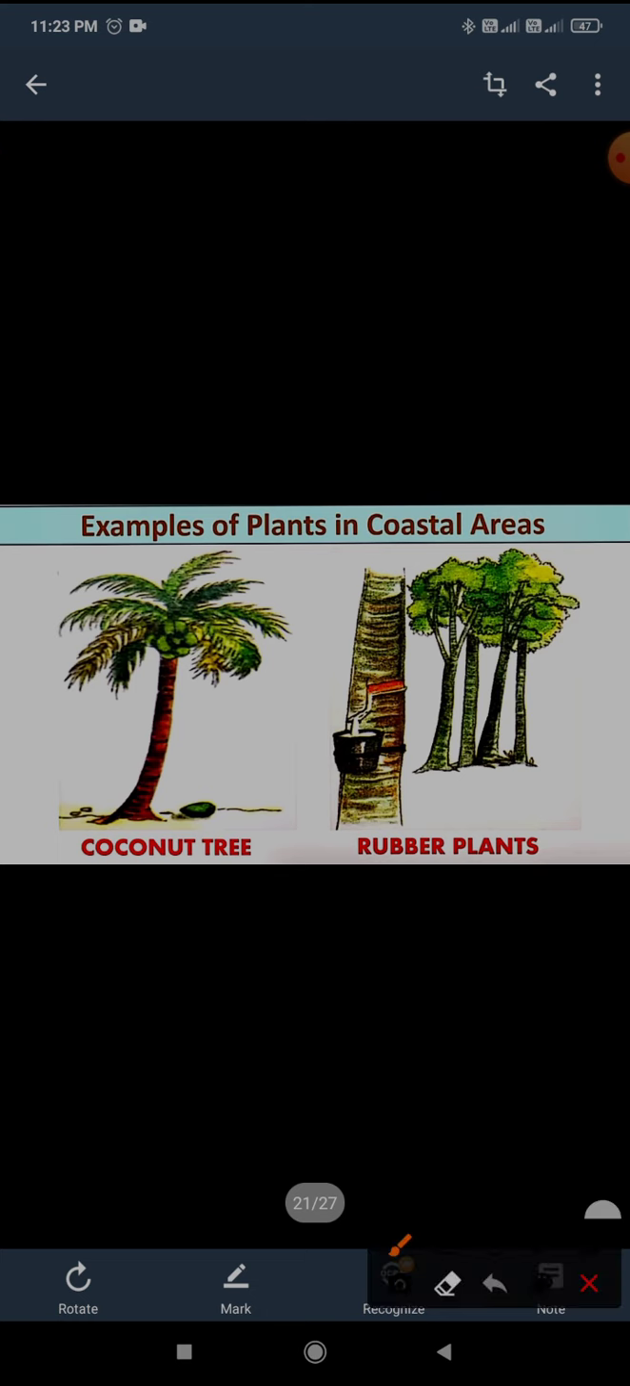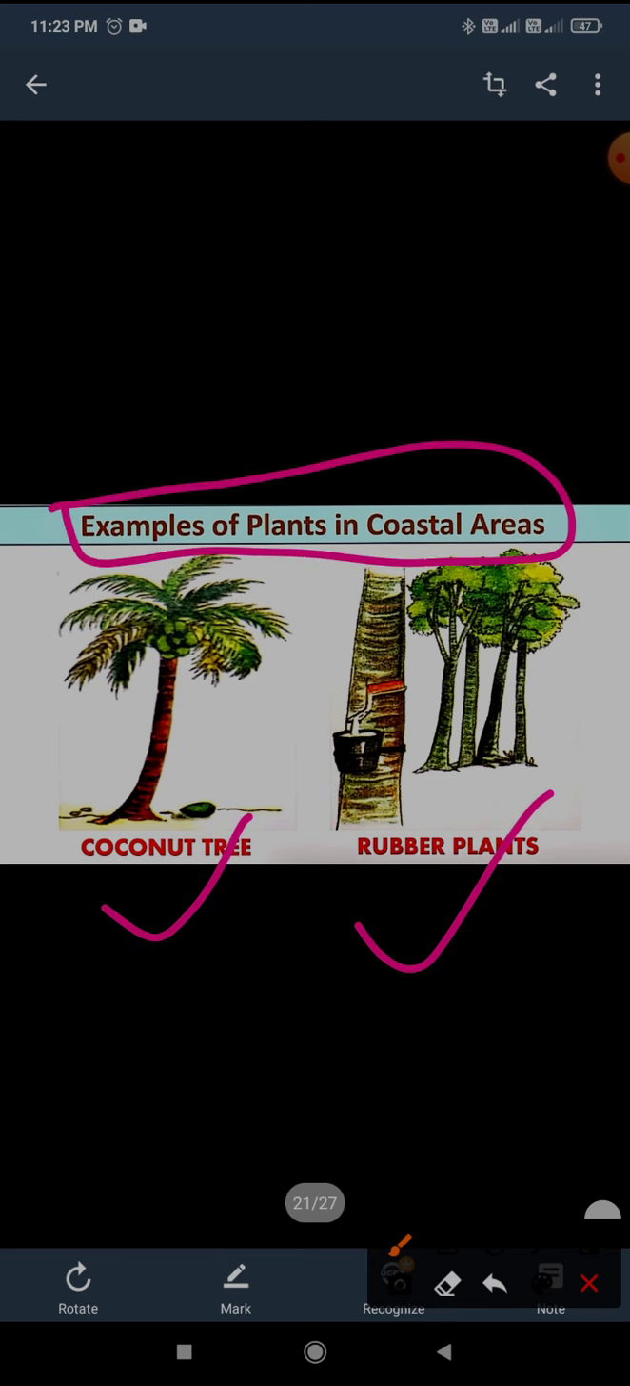Here are some examples. They grow on the bank of a river or any pond or at the seashore. Here you can see the examples: coconut trees, rubber plant. These are all examples of the plants in coastal areas.